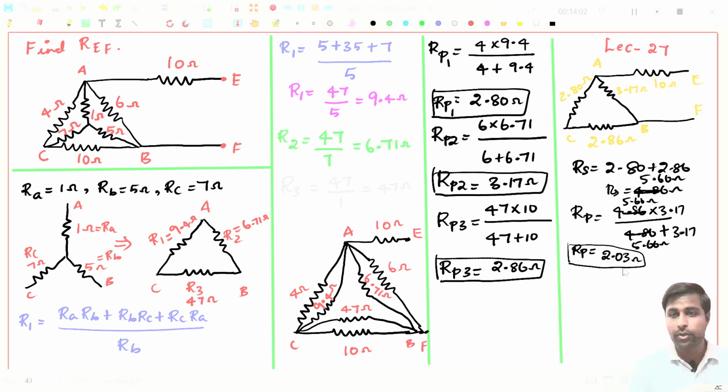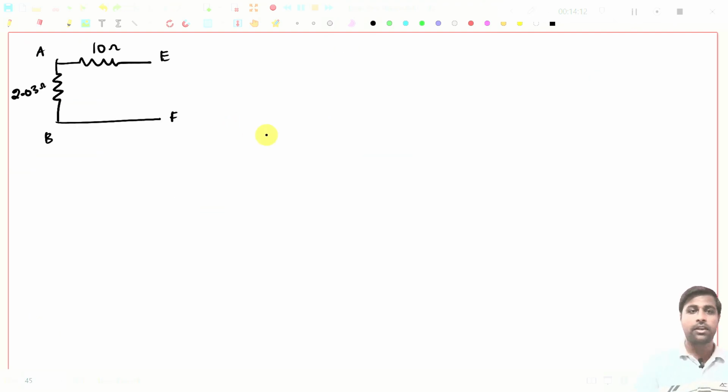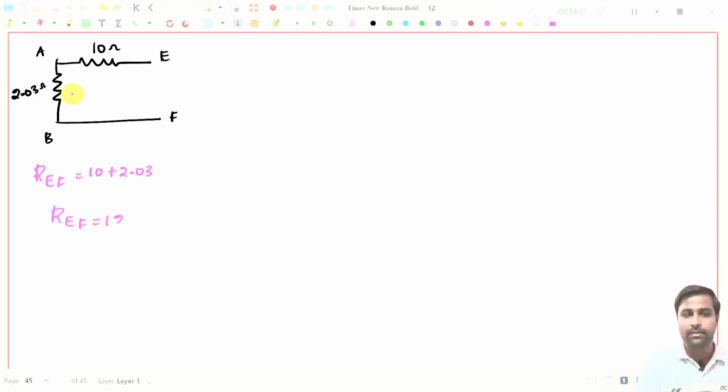So you will get 2.03 ohms, right? So between these two, A and B, we will get 2.03. And you see, I have just drawn this diagram. Now, how are these two resistors connected? These two are connected in series, right? So between E and F, you will get 10 plus 2.03. So the final value will be REF equal to 12.03 ohms, right? So this is the final value.